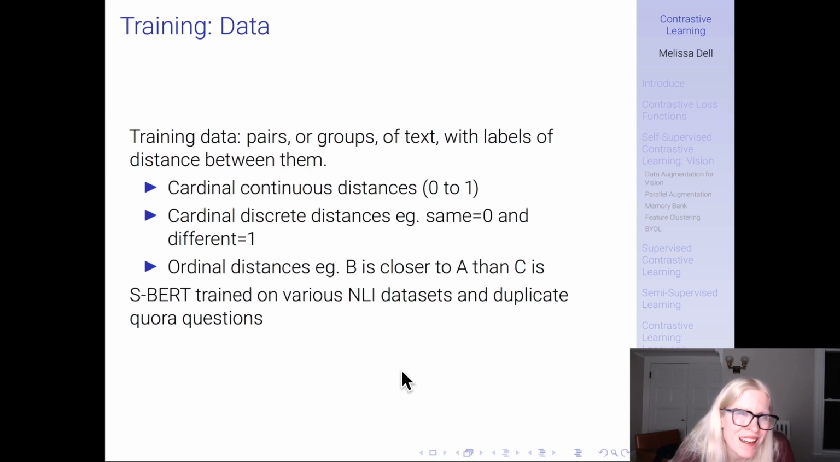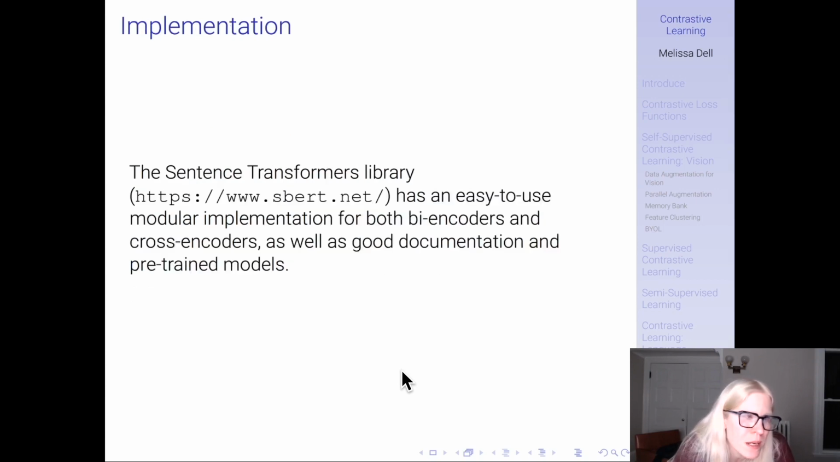And in SBERT, again, they have various models. So they have a version trained on cardinal continuous distances, on cardinal discrete distances, which is either they're the same or different, or on ordinal distances. B is closer to A than C is, which would be what you have for triplet loss. And SBERT is trained on various NLI data sets and on things like duplicate Quora questions. So this is a question that's asking the same thing in different ways.